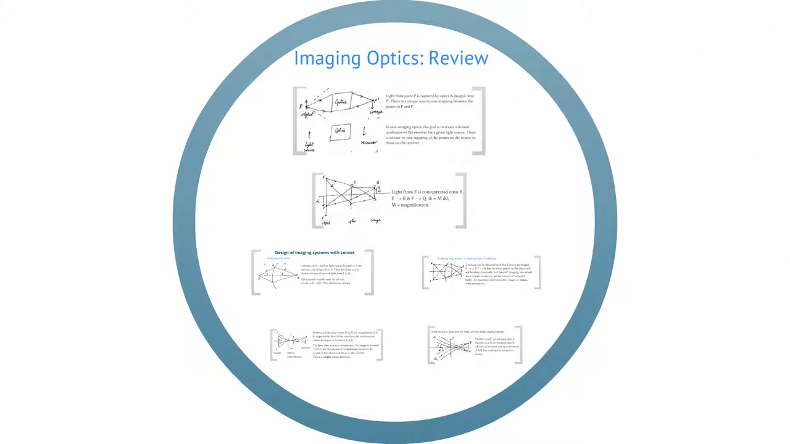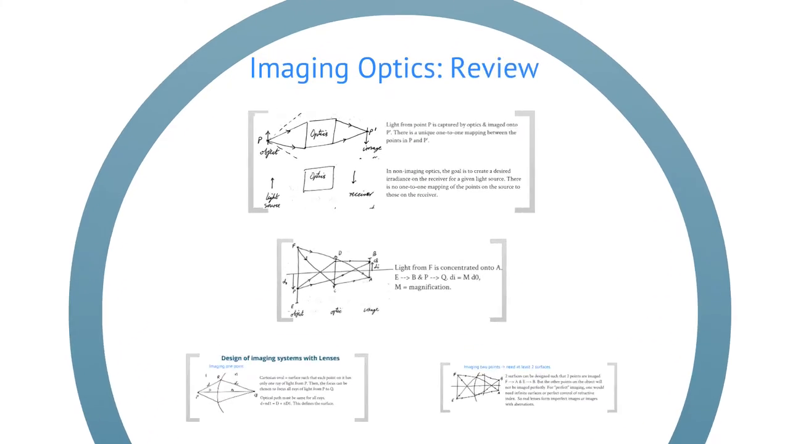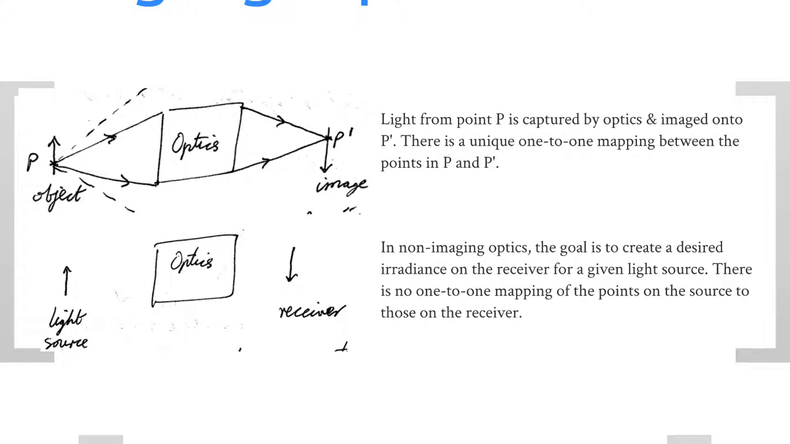So first, what is imaging optics? You've seen this in the last few lectures on geometrical optics. Imaging optics essentially means you have some black box, some optical system. It can be one lens, it can be 1,000 lenses, depending on the complexity of the system. But you're essentially taking an object and forming an image of the object.